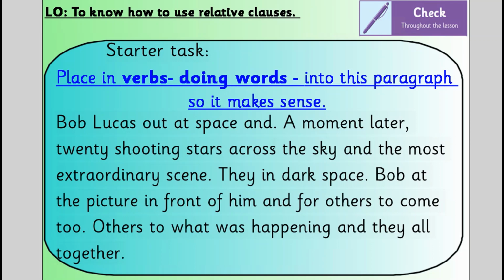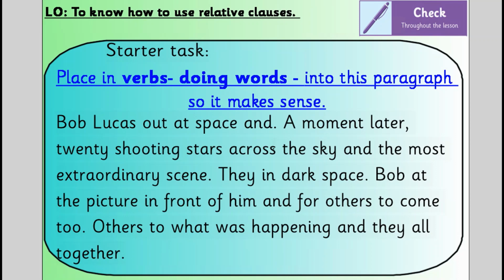So this is the starter task. I would like you to place in verbs, which are doing words, into this paragraph so it makes sense. So I'm now going to try and read this paragraph out, and then once I've done, what I'd like to do is pause the video here, write down this paragraph and include the correct verbs, so the correct doing words. So it's now my turn. I'm going to read it out.